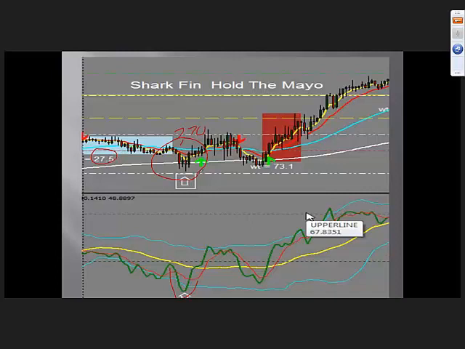The averages crossed over and they might come to rest around or near the mayonnaise. So what happens is, this is shark fin hold the mayo. You got your shark fin right there. It's held as if to show resistance or support by the mayo.